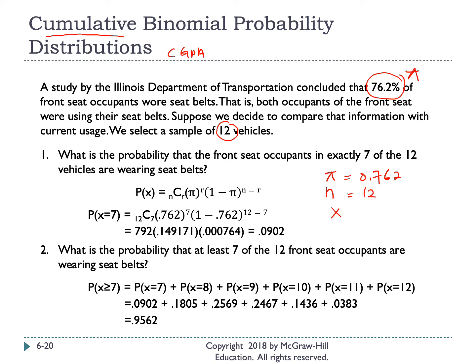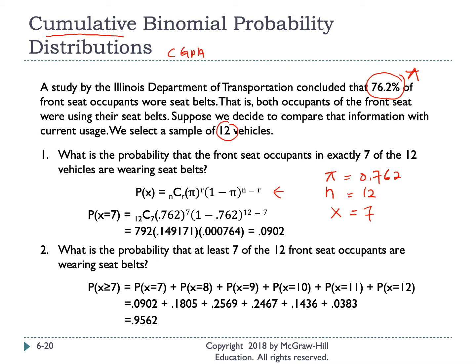So you are waiting for x. As I told you, x is normally given in the question. So let's read the question. What is the probability that the front seat occupants in exactly 7, so this is your x already, out of 12 vehicles are wearing seatbelts? So you know that you have all these three pieces of information. You can just plug them into the formula of your binomial probability distribution. Okay, so the question for cumulative is actually number 2.